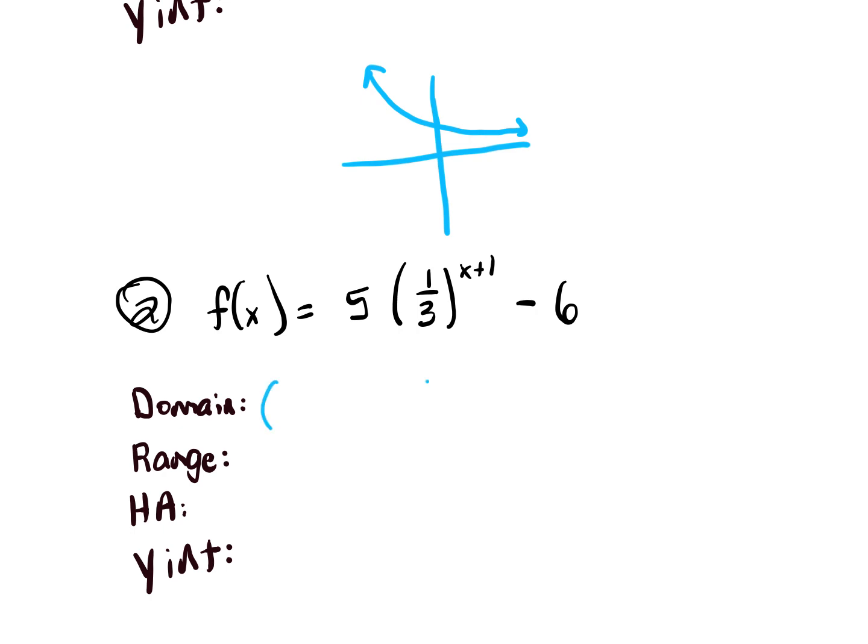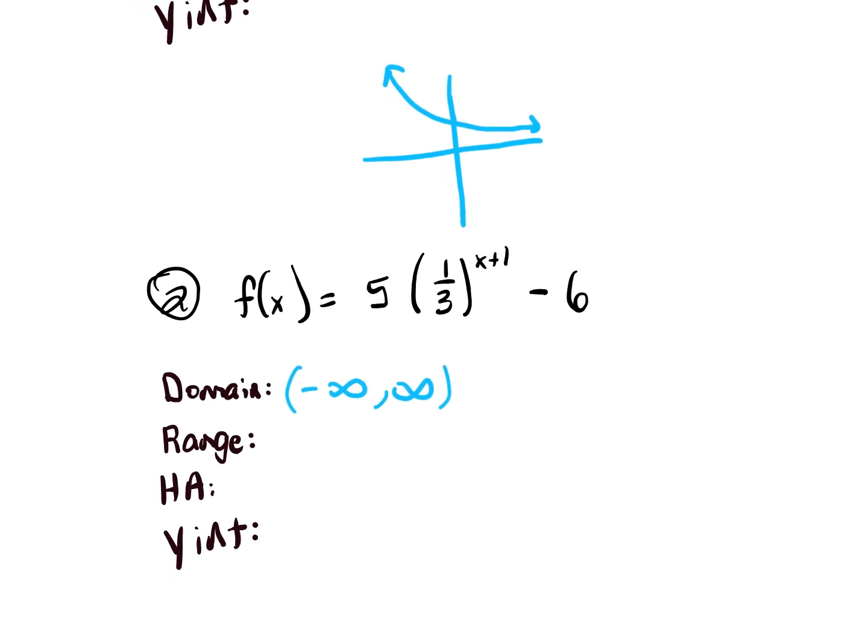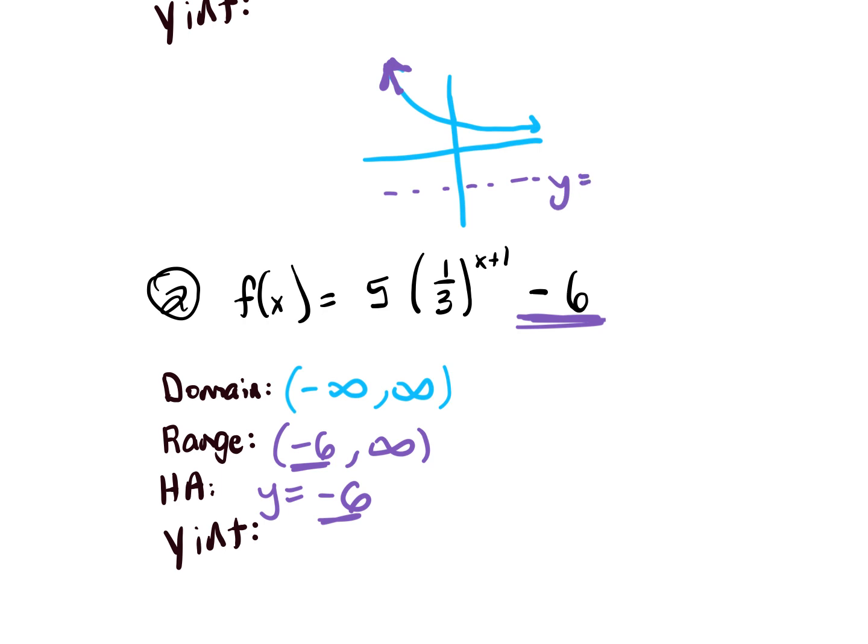So what's our domain? Negative infinity to positive infinity. What would our range be? Negative 6 to positive infinity. Perfect. Our graph is going up to positive infinity. And then you always look at if your graph shifts up or down. This number tells you what your range is going to be. What's our horizontal asymptote? Y equals negative 6. Perfect. Same number from your range repeats in the horizontal asymptote. And horizontal lines touch the y-axis, so it'll be y equals.